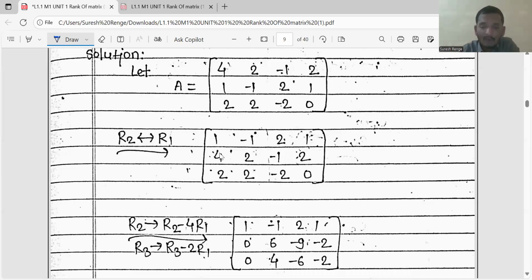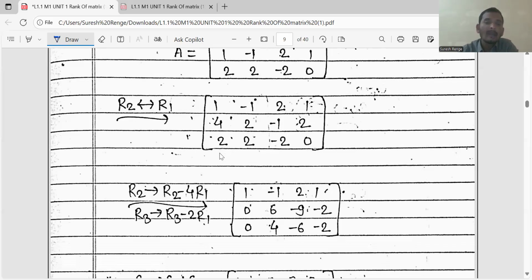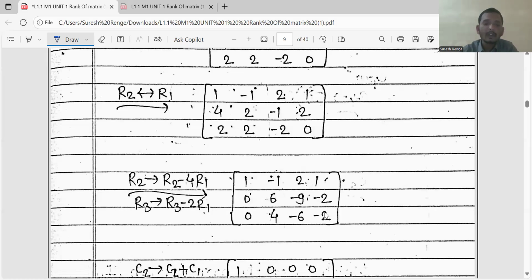If we apply this type of operation, there is no change in row number 1. Therefore, write down row number 1 as it is: 1, minus 1, 2, 1. Now the change in row number 2: apply the operation R2 minus 4 times R1. That is 4 minus 4 equals 0. 2 minus 4 is minus 2. Minus 1 multiplied by minus 4 is plus 4; 2 plus 4 is 6. Minus 1 minus 8 is minus 9. 2 minus 4 is minus 2. This becomes row number 2.